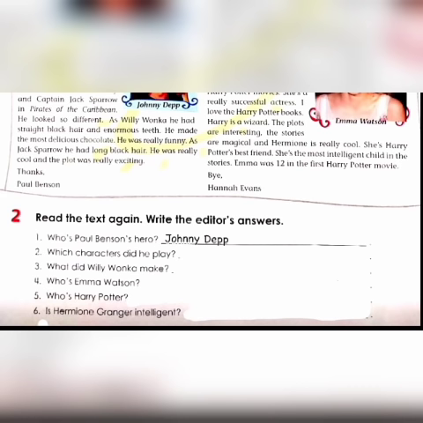And then you have exercise 6, is Hermione Granger intelligent? Okay, so here you say if she's intelligent or if she's not, which means she's stupid. So here you write yes or no. Then you justify from the text, of course from the second letter.